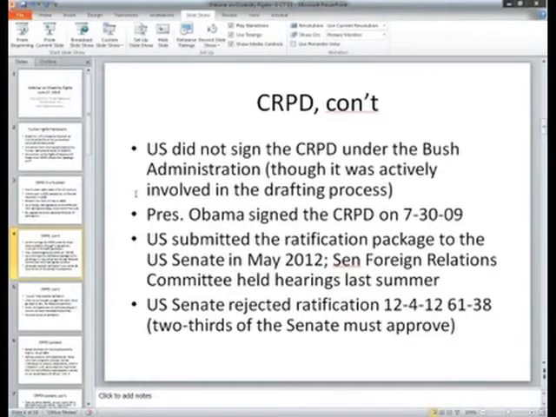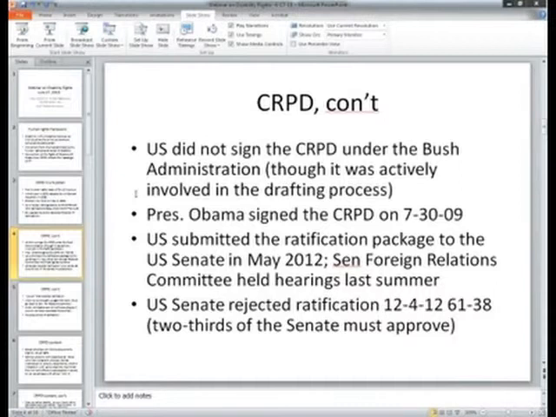When President Obama came into office, actually as part of his campaign, he vowed to sign the CRPD. He did so, and that signature was communicated to the United Nations on July 30th, 2009. So about 4 years ago, this July.